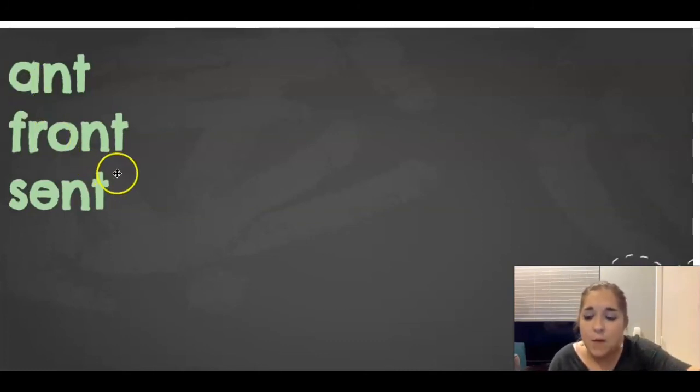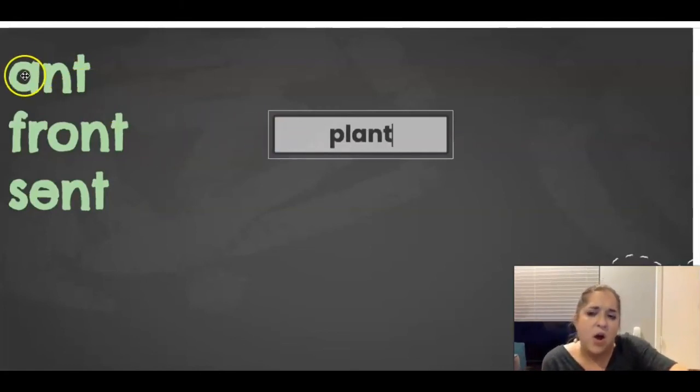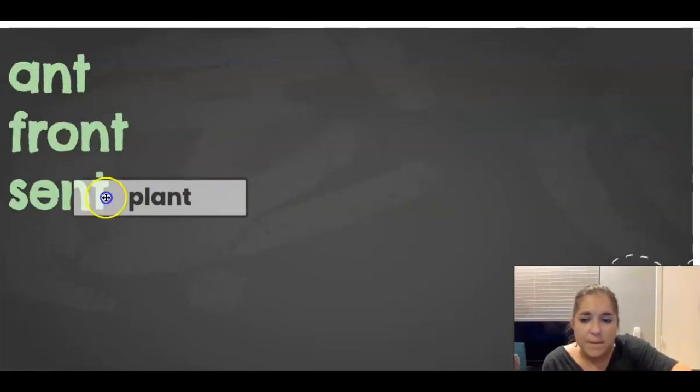So this again helps me. Maybe I'm writing about a plant that I put in my garden. I would say pl, ant. Because I know how to spell ant and front and scent, it helps me spell my word plant.